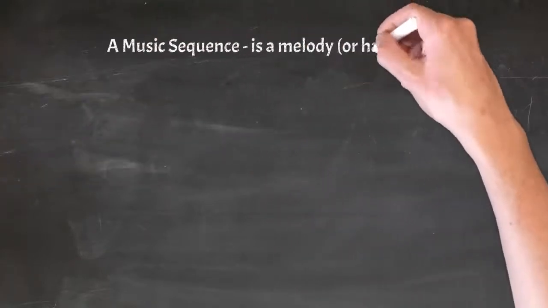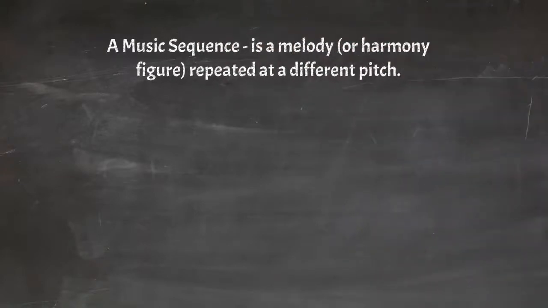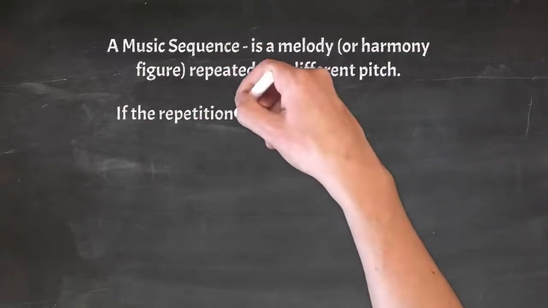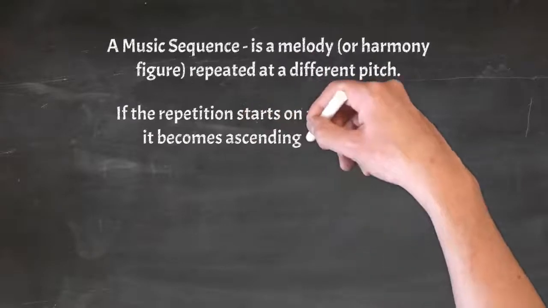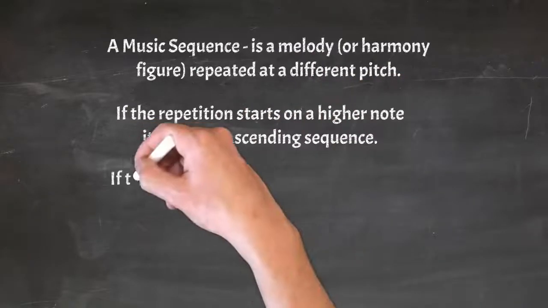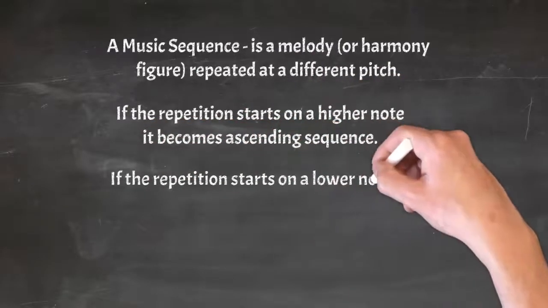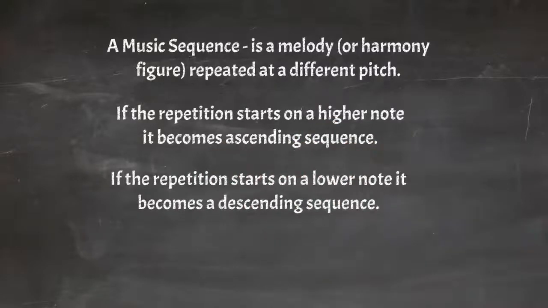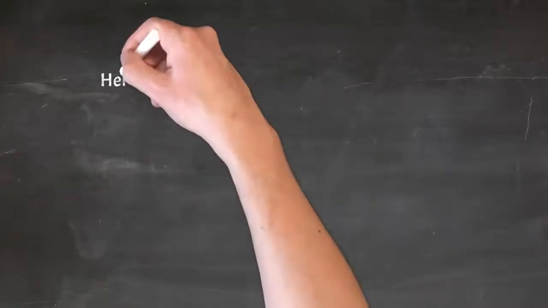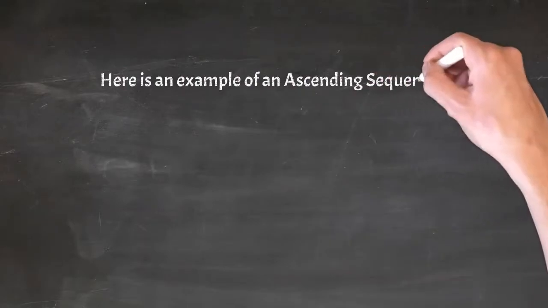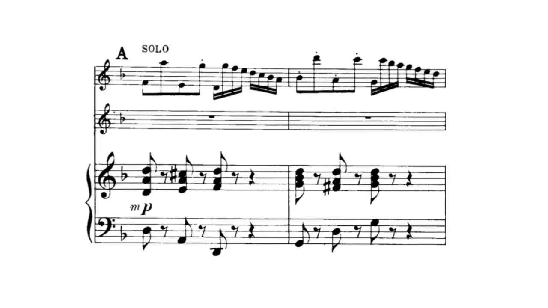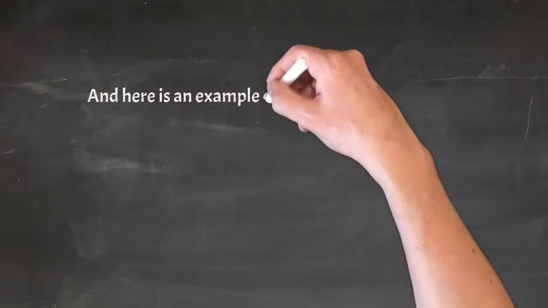In general, a sequence is a melody or sometimes a harmony figure that is repeated at a different pitch. If the repetition starts on a higher note, it becomes an ascending sequence. And if the repetition starts on a lower note, it becomes a descending sequence. Now here is an example of an ascending sequence. And here is an example of a descending sequence.